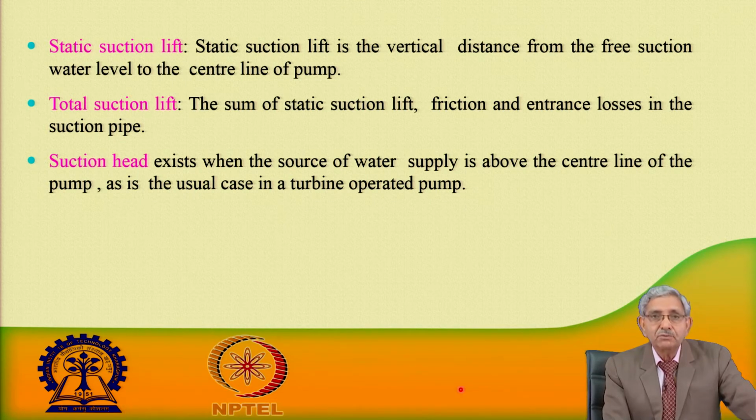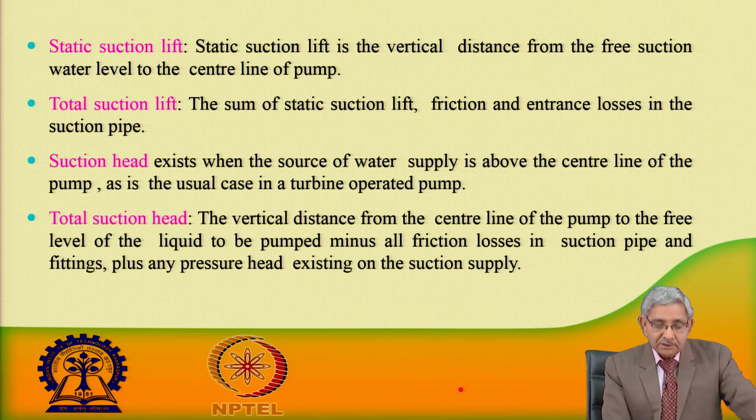Suction head exists when the source of water supply is above the center line of the pump, as is the usual case in turbine operated pump. Total suction head, already explained, but once again I am reading here: the vertical distance from the center line of the pump to the free level of the liquid to be pumped, minus all frictional losses in suction pipe and fittings, plus any pressure head existing on the suction supply.